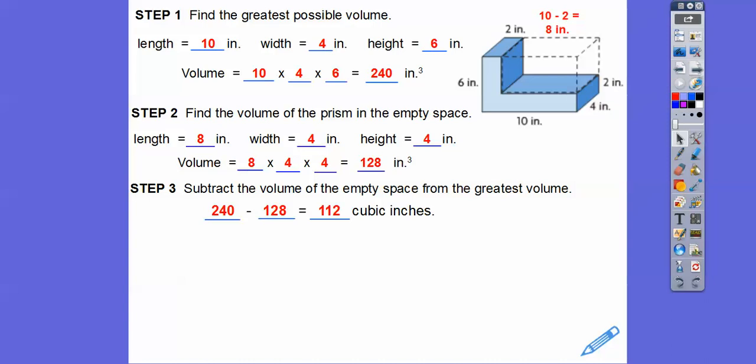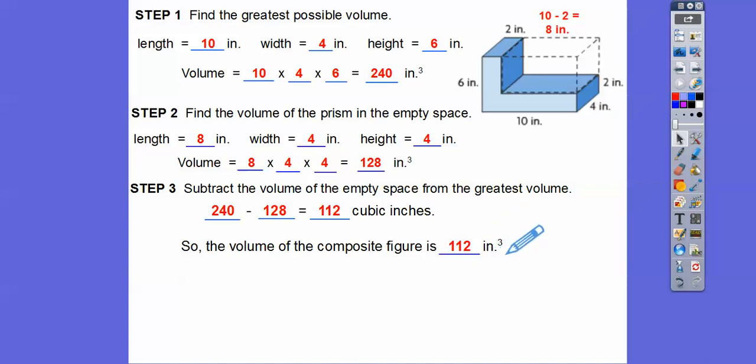Okay, let's try another one. So the volume of the whole composite figure is still 112 cubic inches. Now, cubic inches can be written like this, or it could be written like this, inches cubed. This just says cubic inches. This is math kind of code language to write instead of writing this all the time. I notice your book likes to write that. But as you get higher in mathematics, we write it like that, okay? All right, so here we go.